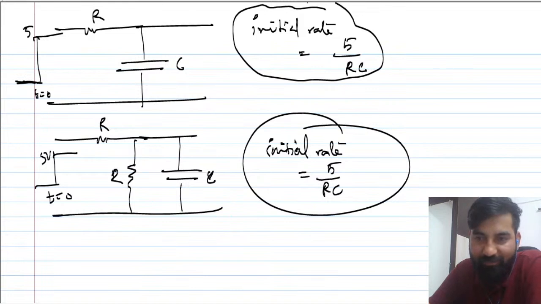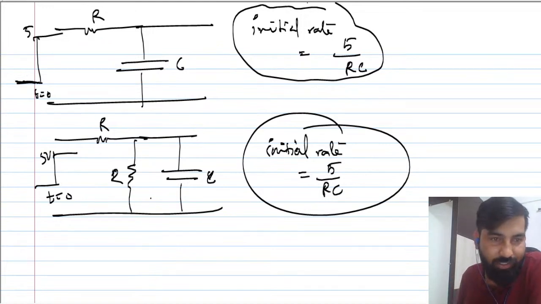Initial rate will be same. ठीक है? This is very important to understand. Why initial rate will be same? I'm just going to show you. You can Thevenize from here. Okay, you can Thevenize from here.